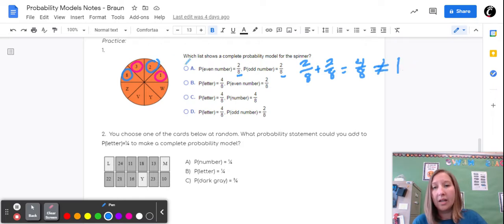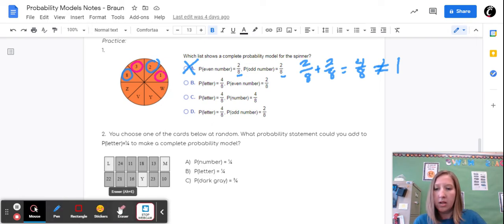So that is not going to be a complete probability model. I'm going to erase these a little bit here. And here we go, we're going to look at the next one.